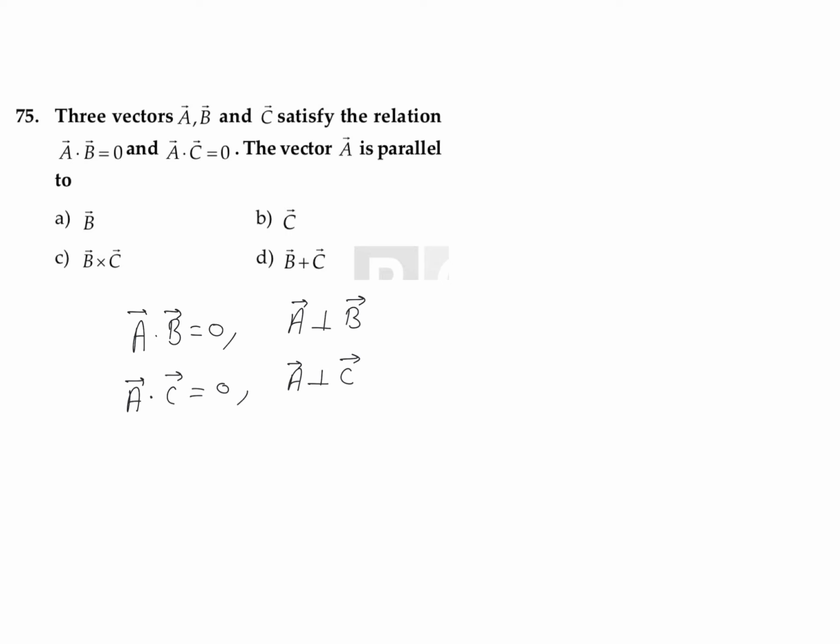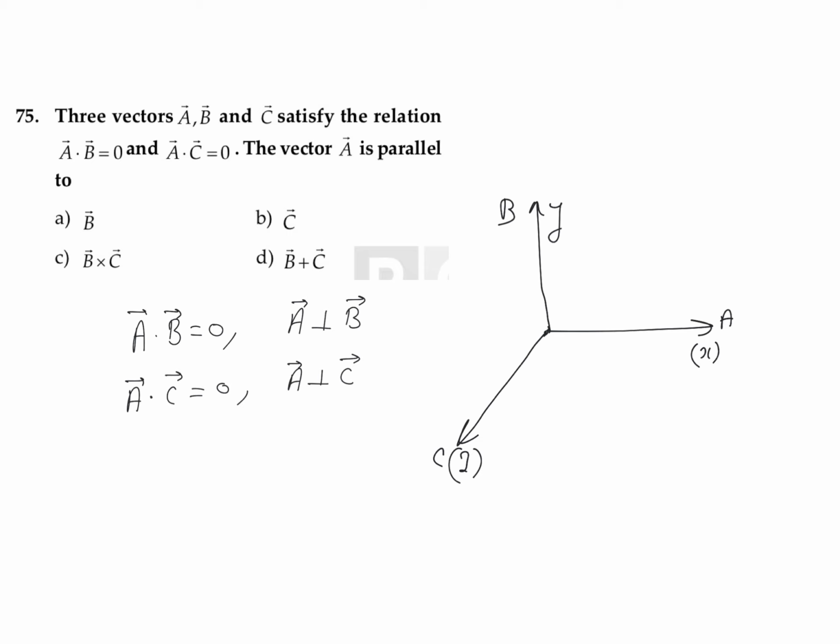As an example, if we consider that our A vector is along the x-axis, then take the B vector along the y-axis, and the C vector along the z-axis. I'm taking this as an example. So if the C vector is along the z-axis, A vector is along the x-axis, and B vector is along the y-axis, we can say that A dot B is equal to 0 and A dot C is equal to 0, and the vector A is parallel to.